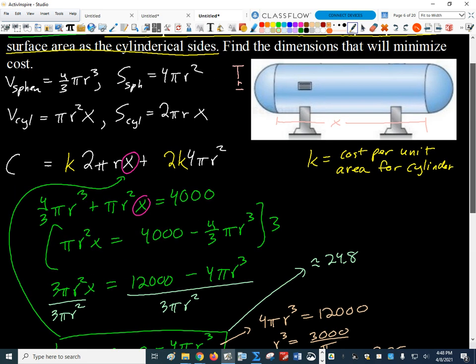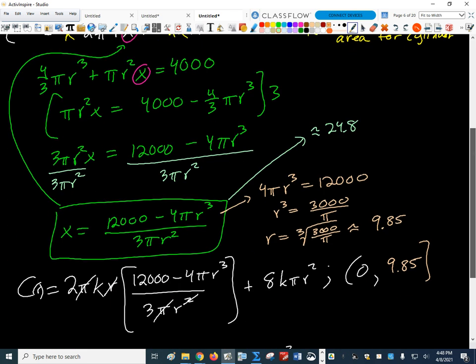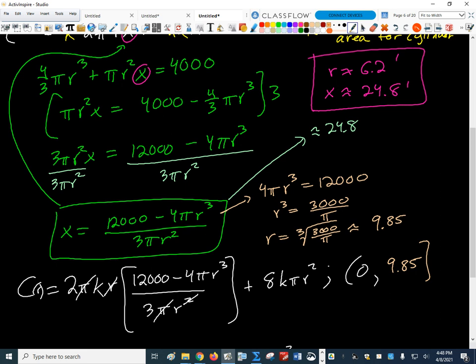And what are our units here? I think, what are we talking? Feet. Okay, so our dimensions would then be roughly r is approximately equal to 6.2 feet and x is approximately equal to 24.8 feet. There are the dimensions that minimize the cost of this thing. All right, I'm done.